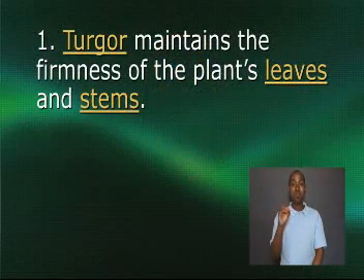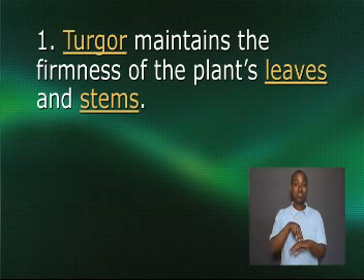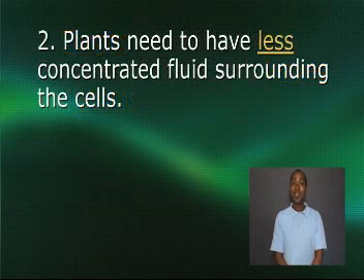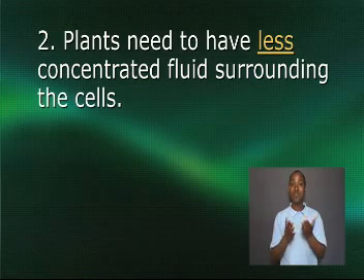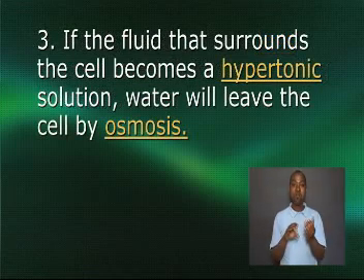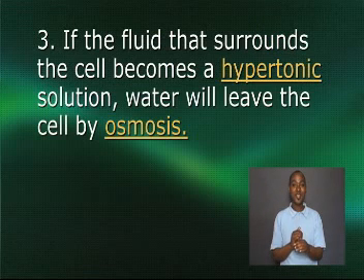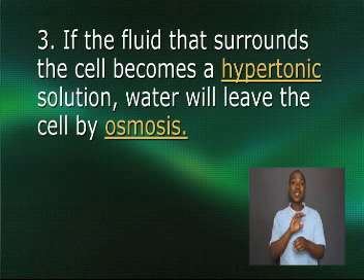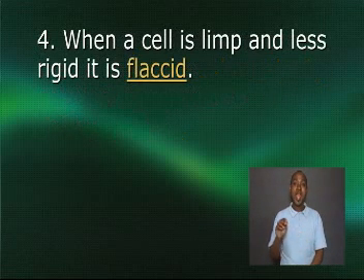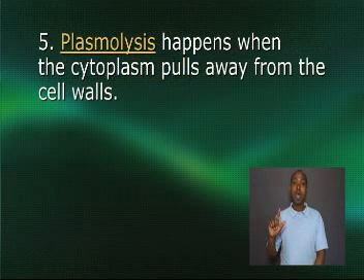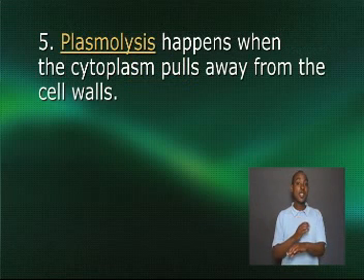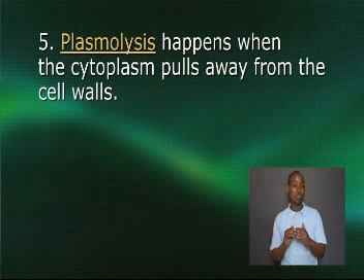Turgor maintains the firmness of the plant's leaves and stems. Plants need to have less concentrated fluid surrounding the cells. If the fluid that surrounds the cell becomes a hypertonic solution, water will leave the cell by osmosis. When a cell is flaccid, it is limp and less rigid. Plasmolysis happens when the cytoplasm pulls away from the cell walls.